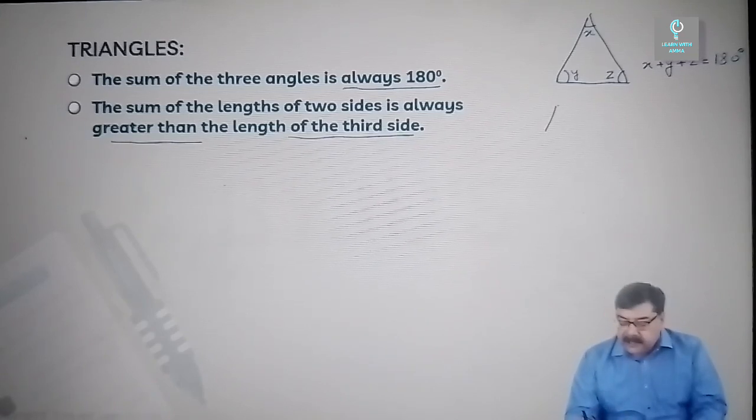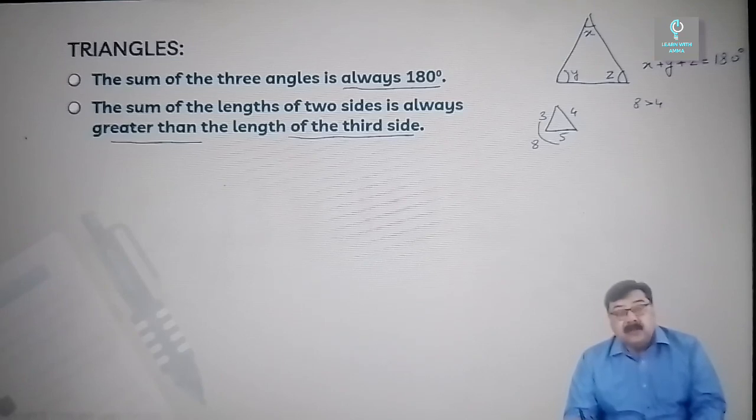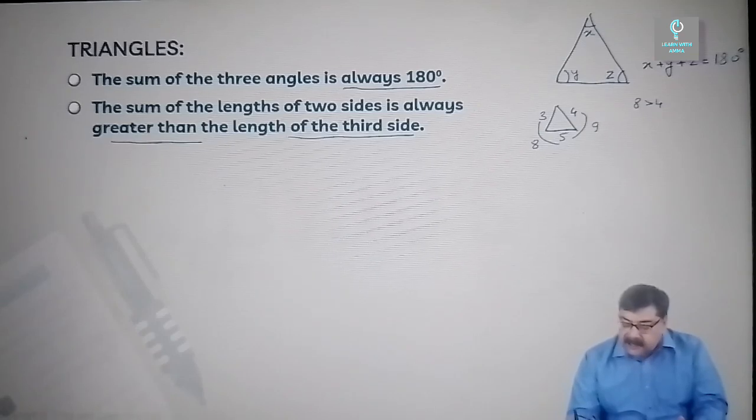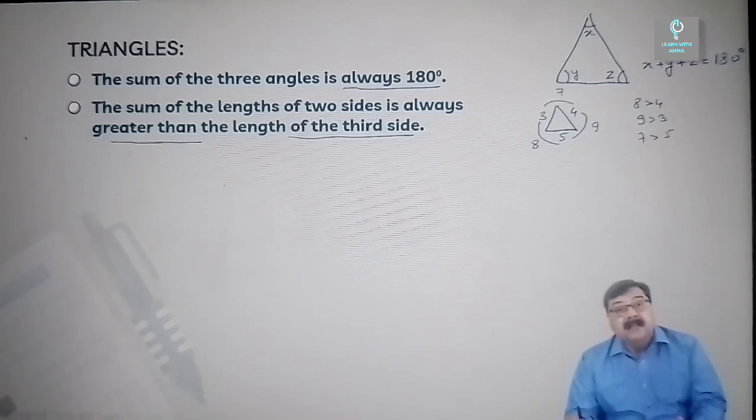So what I mean to say here is that let us say we have this triangle: this is 3 centimeter, this is 4 centimeter, this is 5 centimeter. Then we know that 3 plus 5 is 8, and 8 is greater than 4. The sum of any two sides is always greater than the third side. 4 plus 5 is 9, greater than the third side, which is 3 units. Similarly, 3 plus 4 is 7, which is greater than the third side, 5.